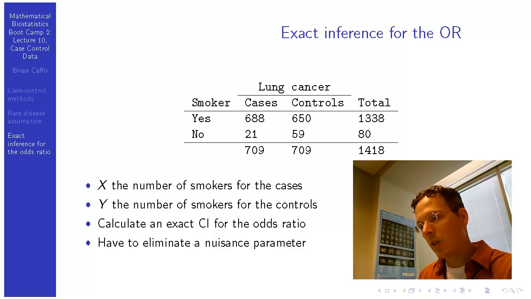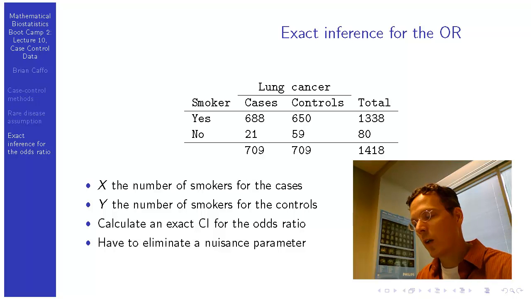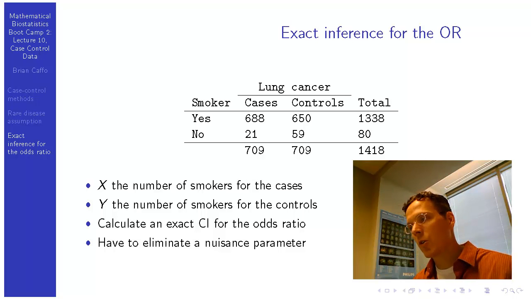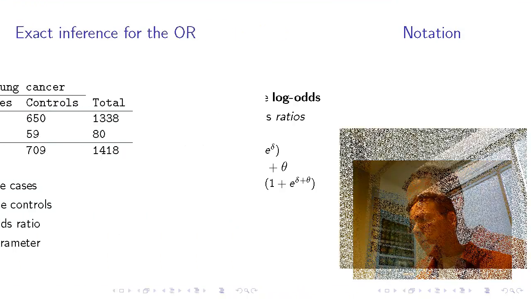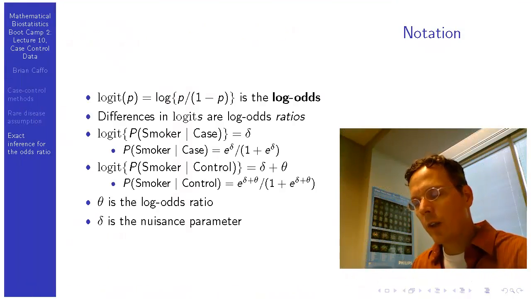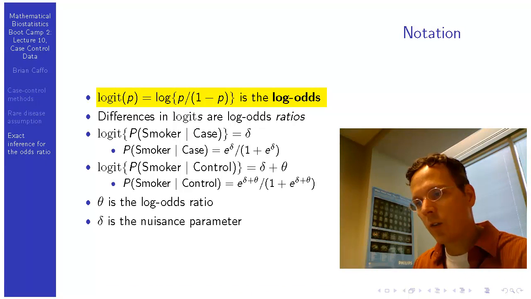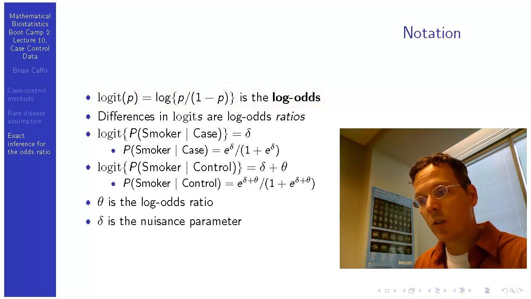And we want to calculate an exact confidence interval for the odds ratio, not an approximate one. So the square root of 1 over the cell counts formula is an approximate one. And I'll show that you have to eliminate a nuisance parameter, and I'll show you how to do that. So let's define the logit function as the log of the odds. So logit p is log p over 1 minus p. That's the logit function. So notice that differences in logits are log odds ratios. So logit p1 minus logit p2 is the log odds ratio for p1 to p2.